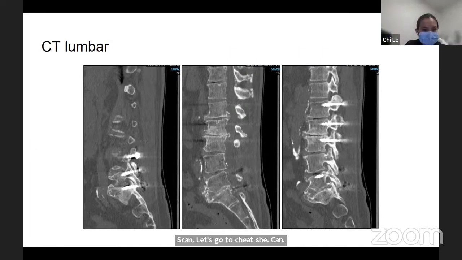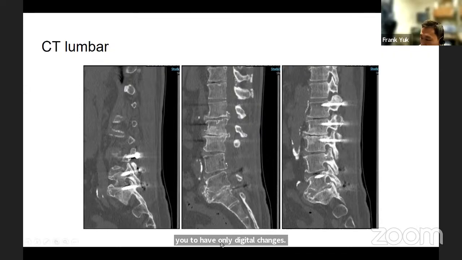Yes, so this is also a 3-panel. We see the sagittal view of a CT lumbar spine. You can see that there's been a prior fusion from L1 to L5, it looks like. And then we also see the bony degenerative changes, as Emily mentioned earlier.